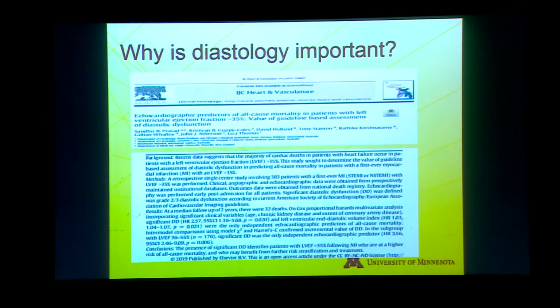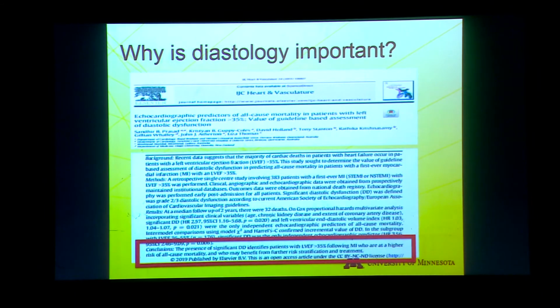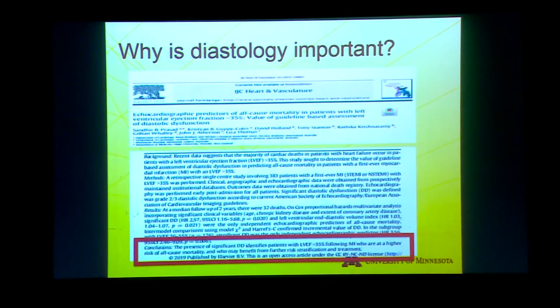So there have been multiple papers looking at prediction of all-cause mortality in patients with EF more than 35%. And what they found here is this. If you have diastolic dysfunction, even in patients who have a normal EF or EF above 35%, it does increase the risk of all-cause mortality.